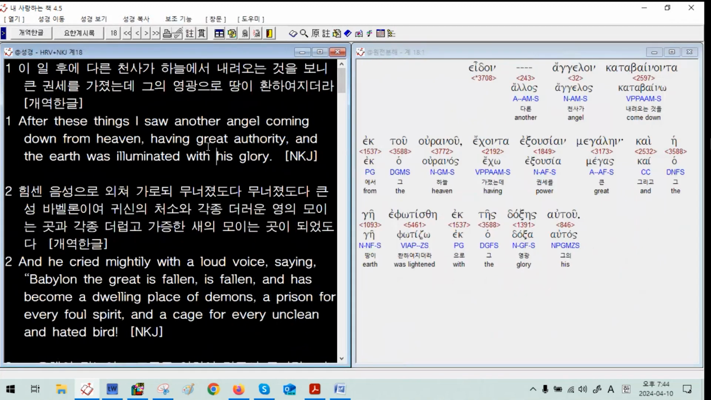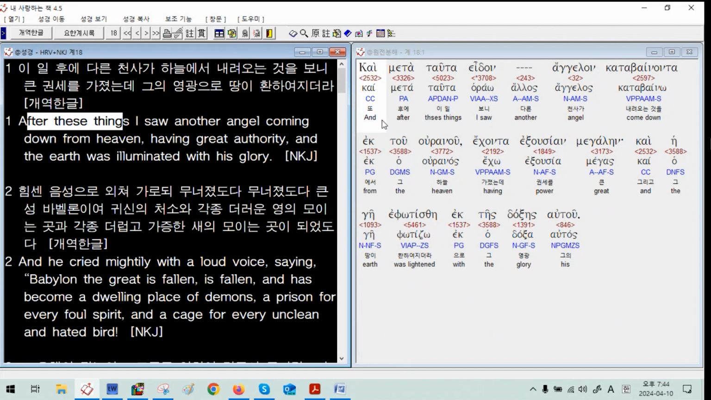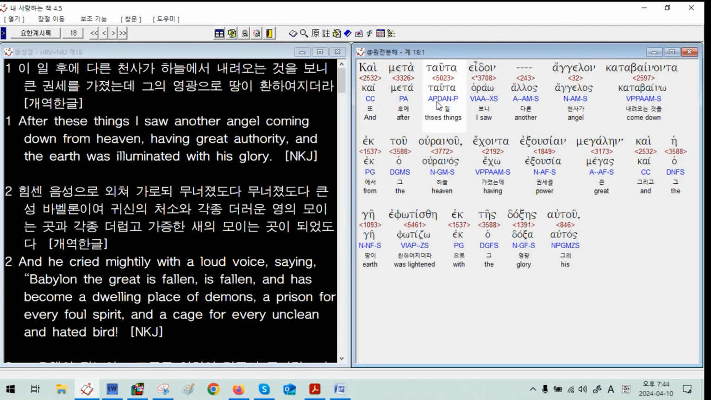But look at chapter 18, verse 1 again. You see, same thing, after these things, right? Then again, and combine, join, disliving. So 18 is still combined, joined to chapter 17, isn't it? So we go to chapter 17.